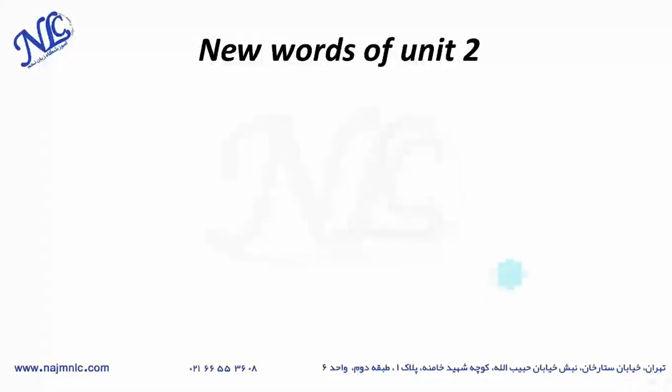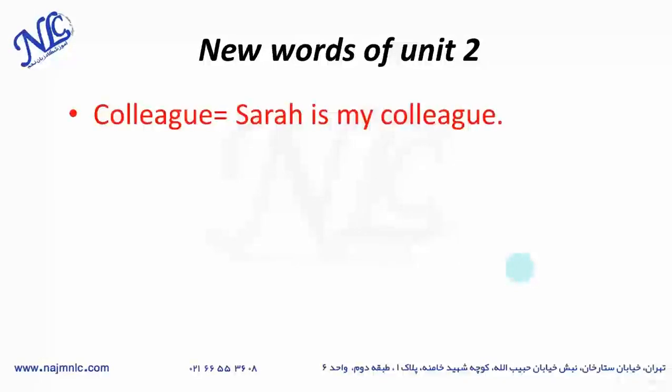It was Unit 2, and we learned some new words. The first one, colleague. For example, we can make an example with colleague. Sarah is my colleague. Okay? Make a sentence with colleague. Name your colleague. For example, Ali is your colleague. Okay, Sarah is my colleague.